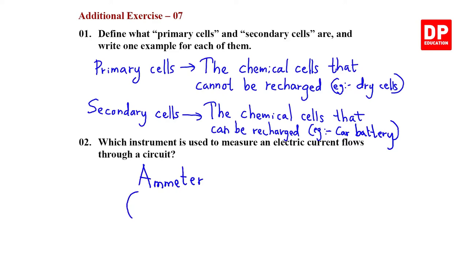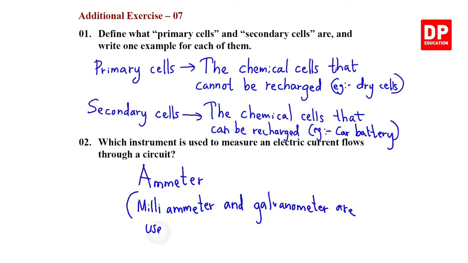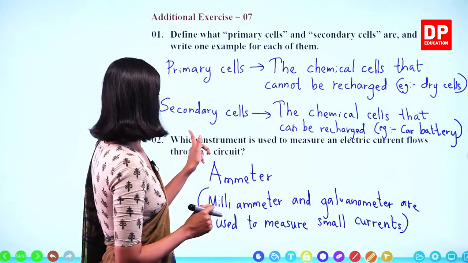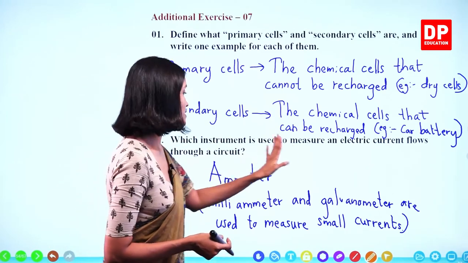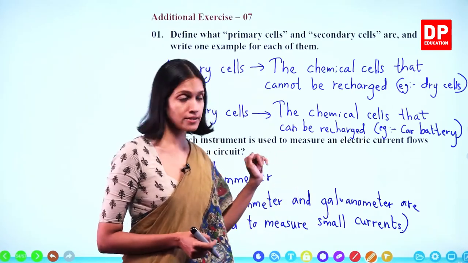We can write within brackets: milliammeter and galvanometer are used to measure small currents. Okay, children? Ammeter. Which instrument is used to measure an electric current flowing through a circuit? That's basically an ammeter. But milliammeter and galvanometer are also used to measure small electric currents, right? We'll move on to the next.